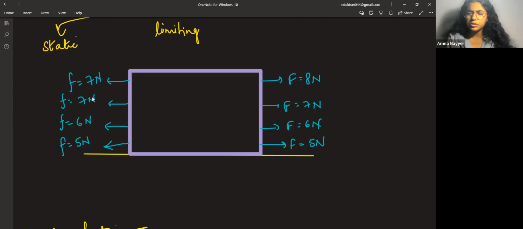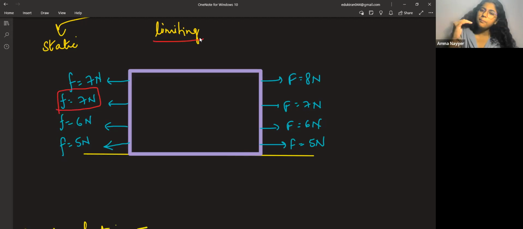Since the static friction has a maximum value, beyond which it doesn't allow any motion. So this maximum value, 7 Newton, is the value when both forces are equal and no motion is occurring. That is called the limiting friction. This is called the limiting friction, the maximum value of static friction. Still, the body hasn't moved, but this is the maximum value. Beyond this, the body will move.